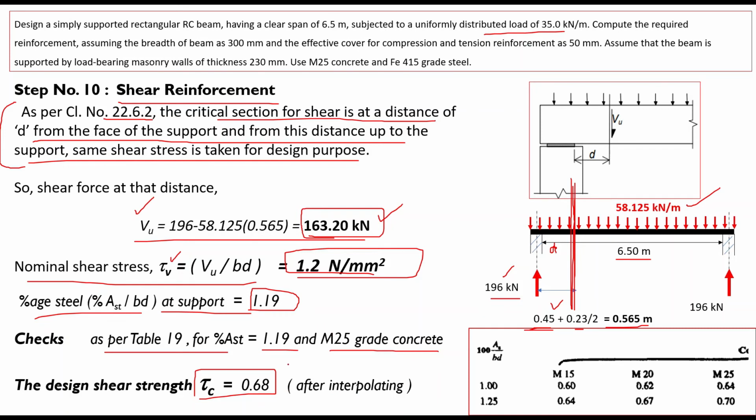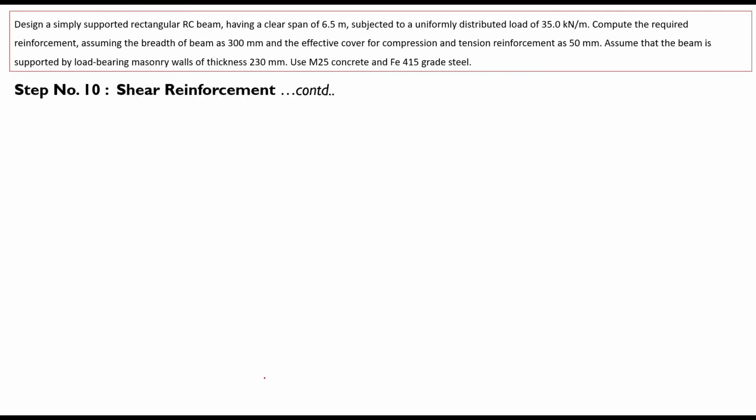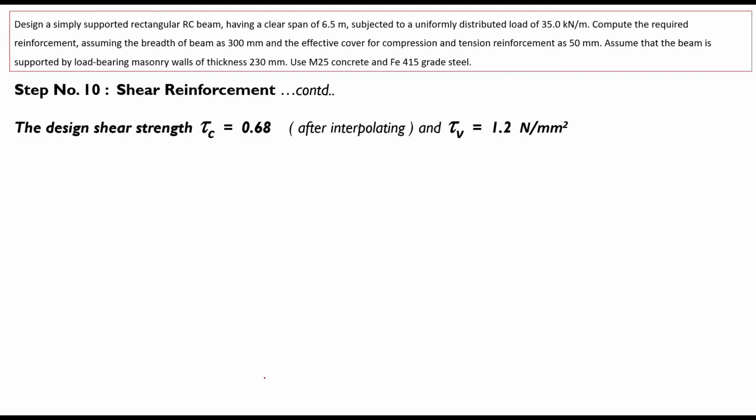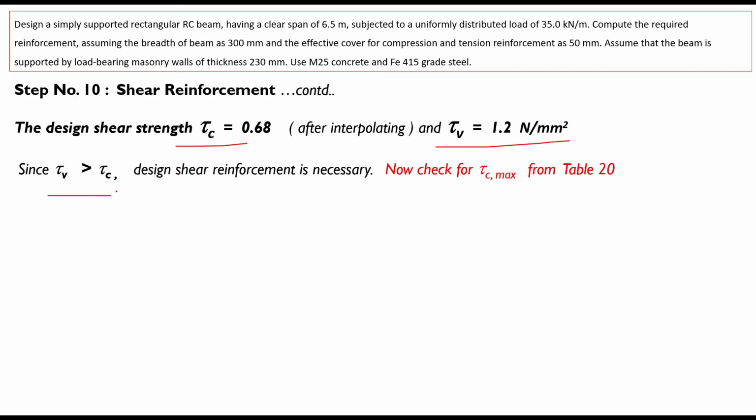Now you can see here this tau V is quite higher or greater than tau C. So that means one thing is very much clear, we have to provide the shear reinforcement, design shear reinforcement. But here you have to note down that when tau V is greater than tau C, then we have to apply one more check. Tau C we have calculated 0.68 and tau V is 1.2. So tau V is greater than tau C. Design shear reinforcement is necessary.